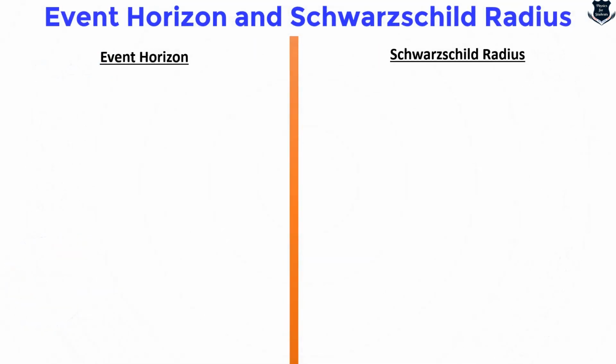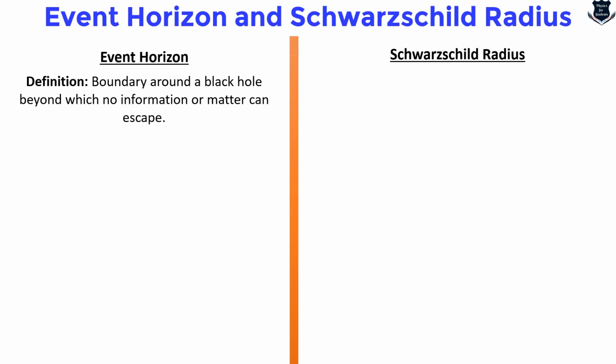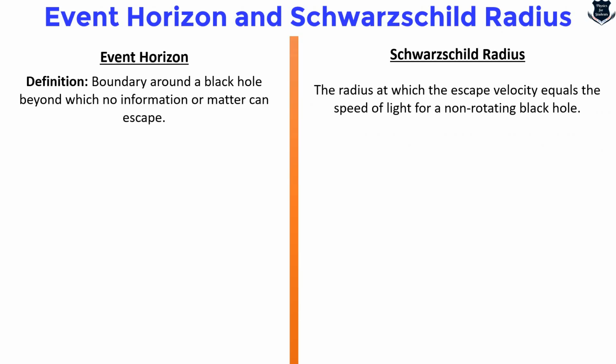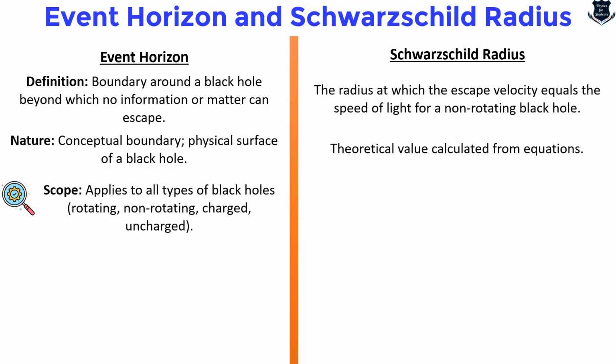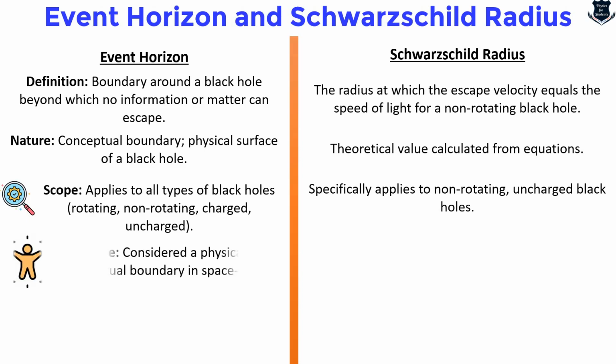Very important relations come up. The first is that the event horizon is a boundary, although not physical, beyond which no information can escape, whereas this is a radius which is applicable for a non-rotating black hole. The nature is conceptual. This is used for theoretical calculations. If you go by the scope, then the event horizon applies to all black holes. That means rotating, non-rotating, charged, uncharged, spherically symmetric, non-symmetric, etc. But when Karl Schwarzschild found the Schwarzschild radius, he did it for non-rotating, uncharged black holes. These are called Schwarzschild black holes, and it comes from the Schwarzschild metric. So these are ideal conditions.